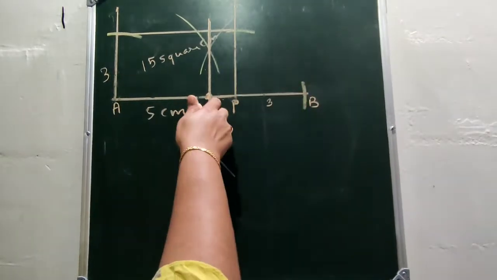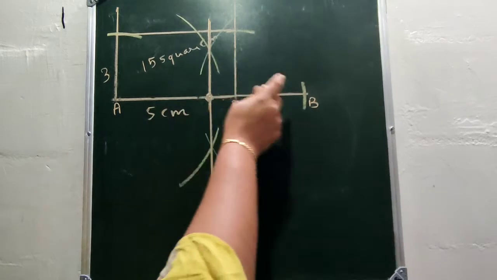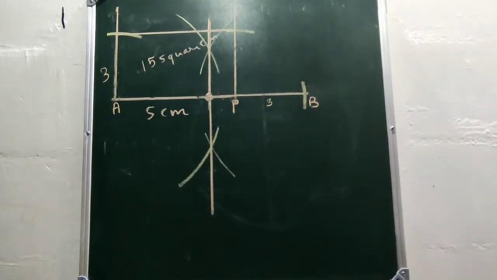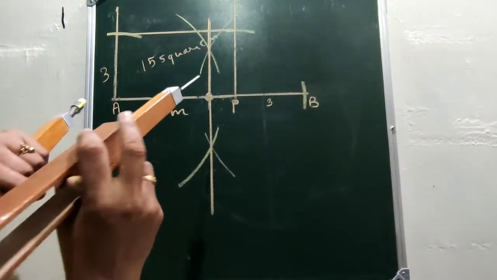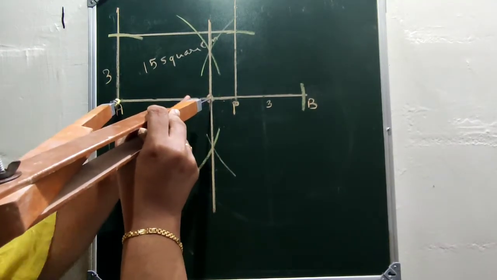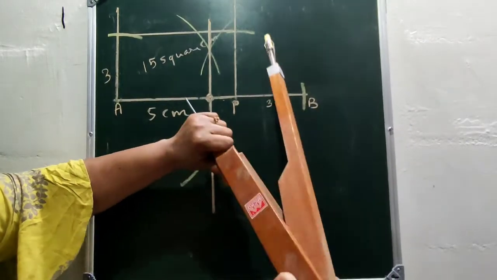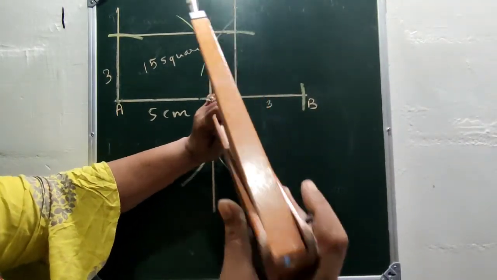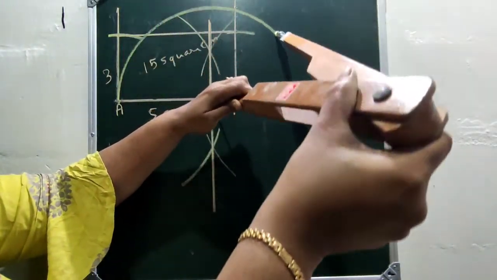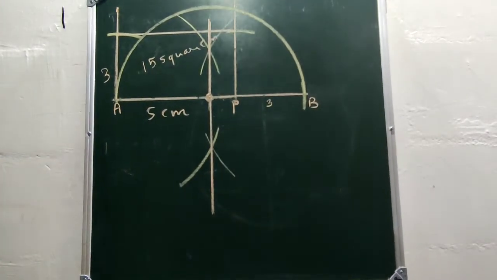Now we are going to draw the semicircle with that point as center. Taking the distance to A or B as radius, draw a semicircle. So complete our semicircle. So this is our semicircle.